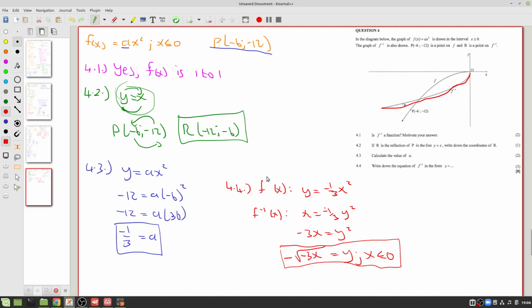Alright, so that was it for question 4. Not too bad, just questions on inverses. An inverse is just a reflection in the line y equals x, which means x and y just swap around. So if we had to find the equation of an inverse, we just swap x and y around and then get y by itself. And that's it for question 4.